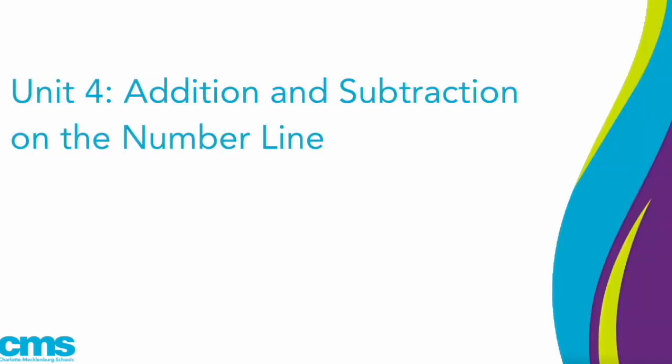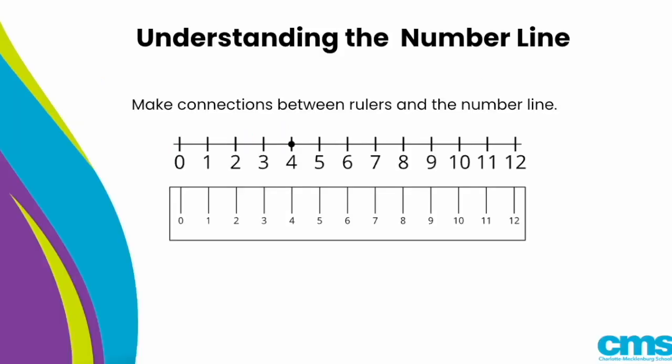So what is Unit 4 about when we talk about addition and subtraction on the number line? What are we thinking about? Well, in this unit, students learn about the structure of a number line, and they use it to represent numbers within 100. They also relate addition and subtraction to length and represent operations on the number line.